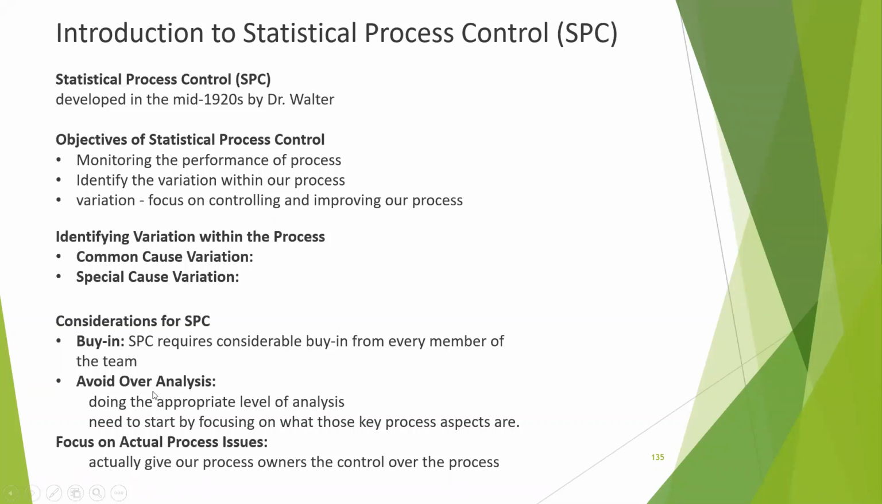Avoid over analysis. Doing this at the appropriate level of analysis, you need to start focusing on why those key process aspects are. For example, if your process is very fluctuating, common cause variation fluctuation, you should not consider that as a special cause. You should know the difference between common cause and special cause, and focus on the actual process issues.